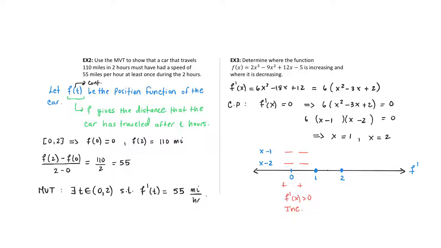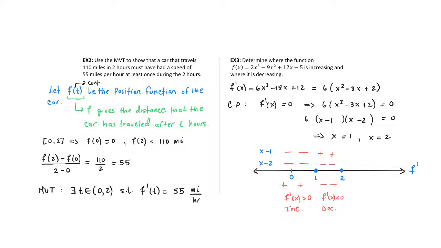Now, the interval from 1 to 2. Let's say that we choose 1.5 as a test point. If I plug in 1.5 in place of x here, I'm going to have 1.5 minus 1, and that's going to give me a positive number. So positive, positive here, and if I do 1.5 minus 2, I'm going to get a negative value. A positive times a negative is a negative. So this is telling me that f prime of x is less than 0. In other words, the function is decreasing between 1 and 2.